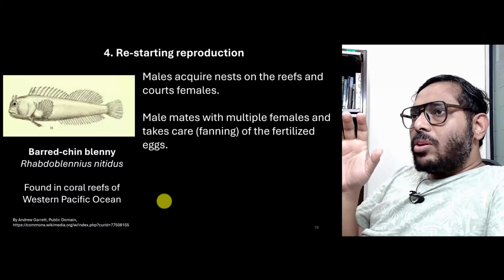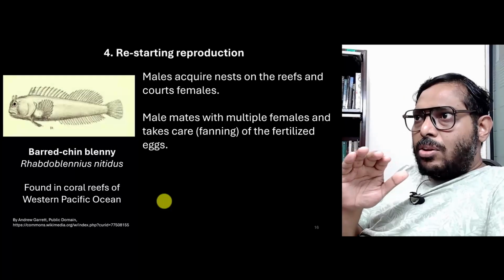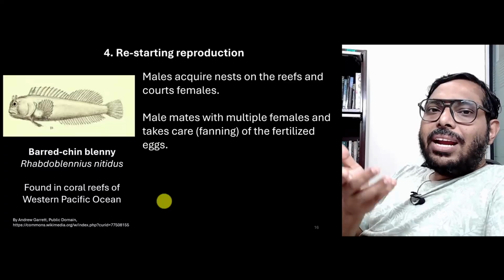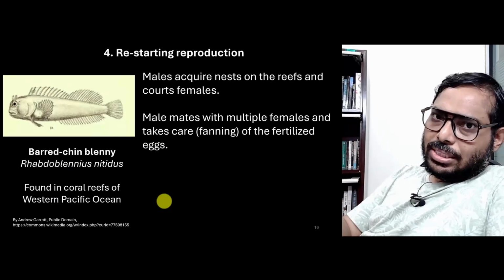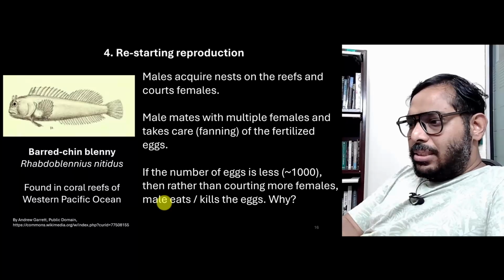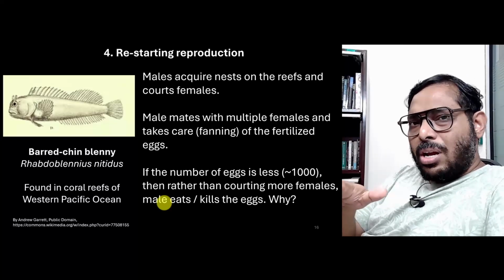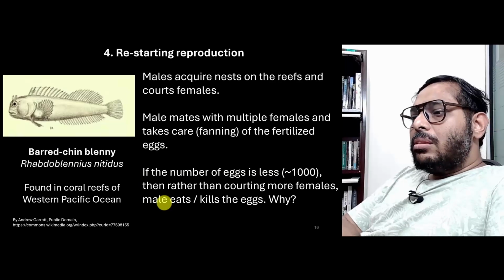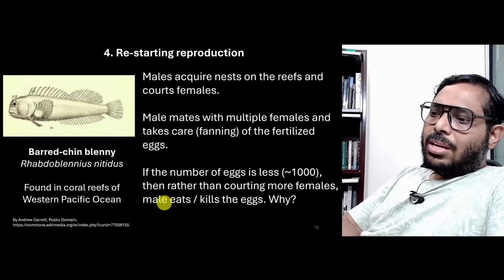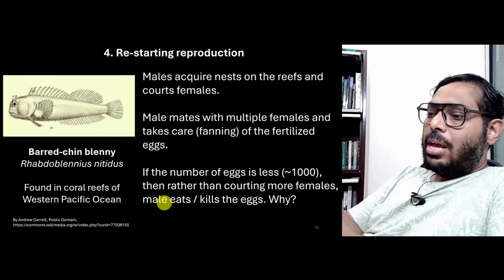Now, obviously not all females are equally fecund, right. So, it is not the case that the number of eggs laid by the females is large in all cases. Turns out, and people have figured this out, that if the number of eggs is about 1000 or so, then rather than courting more females, the males kill or eat the eggs.